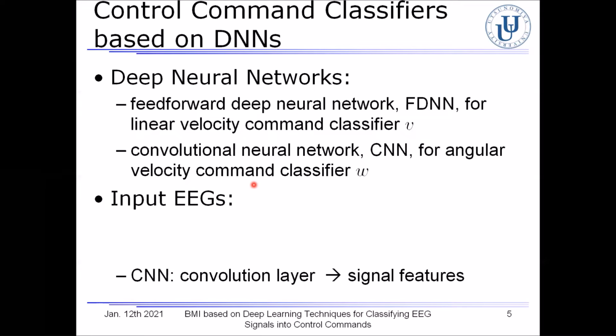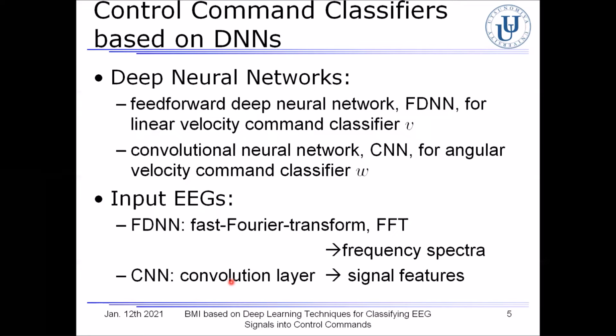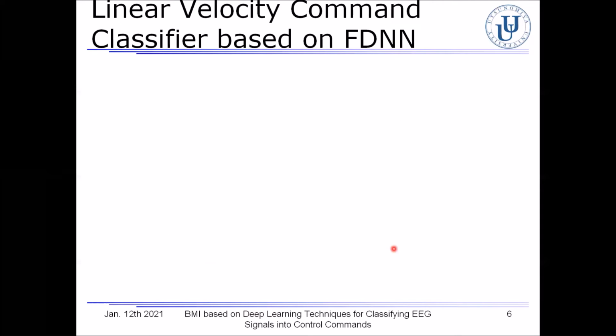In the convolutional layer, signal features are extracted from the EEG. On the other hand, such signal features are not extracted in the FDNN. So as an alternative to the convolutional layer, fast Fourier transform, FFT, is performed on the measured EEG signals, and the frequency spectra of the EEG signals are used as the inputs.